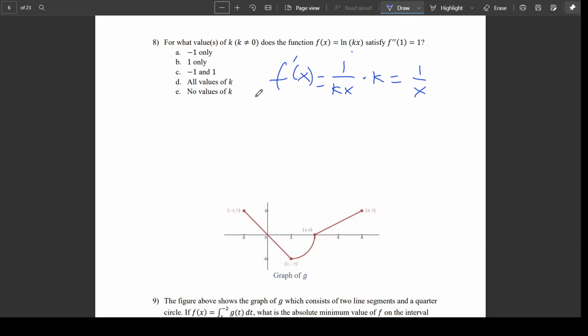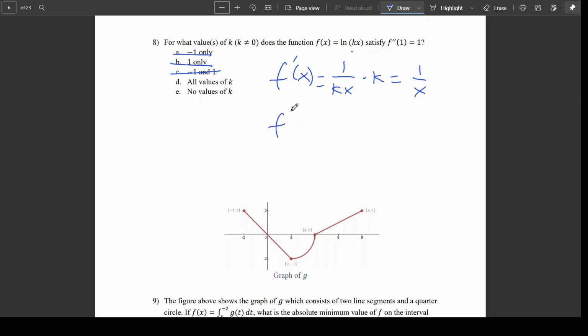Alright, now notice, f prime of x has nothing to do with k. K just disappeared, right? So what's going to happen now is that f double prime of x is going to have nothing to do with k either. So it's not going to be like only for specific values of k that this is going to be true. It's either going to be always true or never true, right? It doesn't matter what k is going to be because k isn't even part of the expression. So I can just eliminate these 2 right off the bat. It's either going to be all or no.